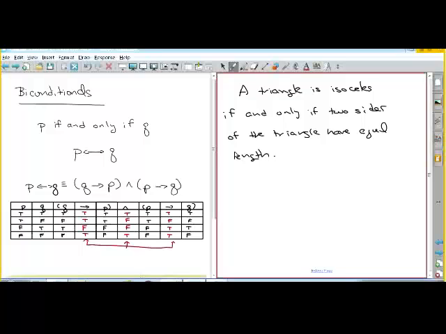You have the case where both of them are true and both of them are false, and the biconditional statement is true. But if you said a triangle is isosceles, but then you said they didn't have equal length, that wouldn't make any sense. And really, biconditional statements are mostly limited to math situations.